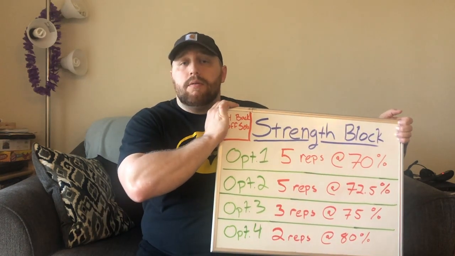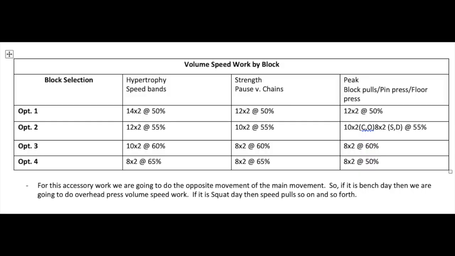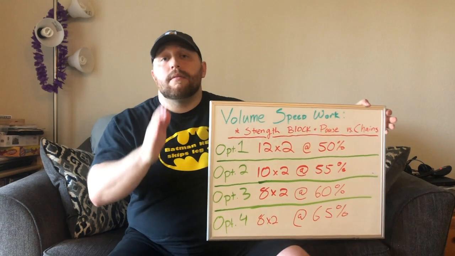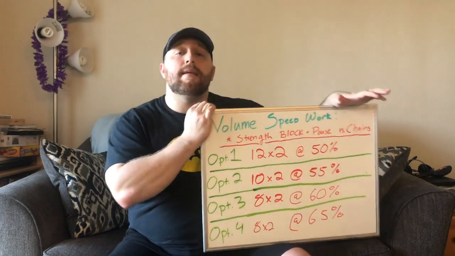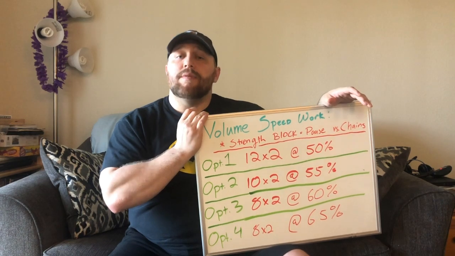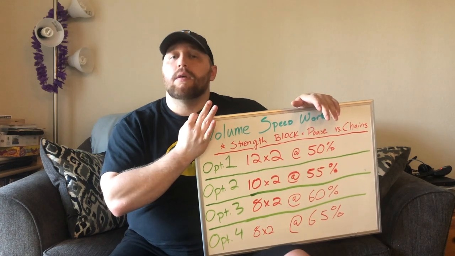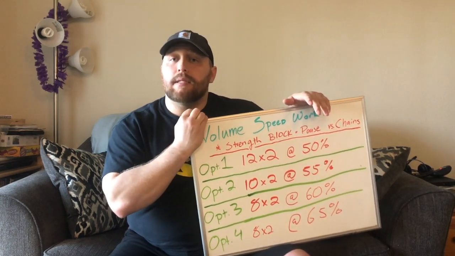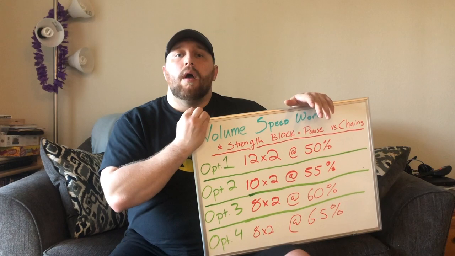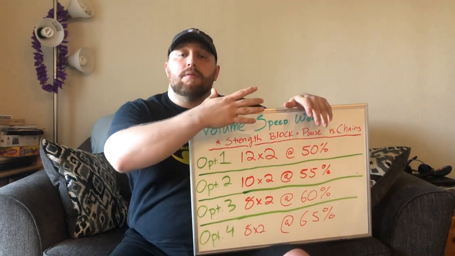Now we're going to move on to the volume and accessory work. Here's the chart for our volume speed work by block. Once again, we're focusing on these strength movements, or the strength block with the pause versus chains. All right, now we're on to our volume or speed and dynamic work. Okay, I want to make sure that I'm hitting most of my movements twice a week. Now, with me wanting to hit my 4 main movements, squat, bench, deadlift, and overhead press, because I'm training for strongman as well, I have to make sure that I'm getting in my movements in a different way.